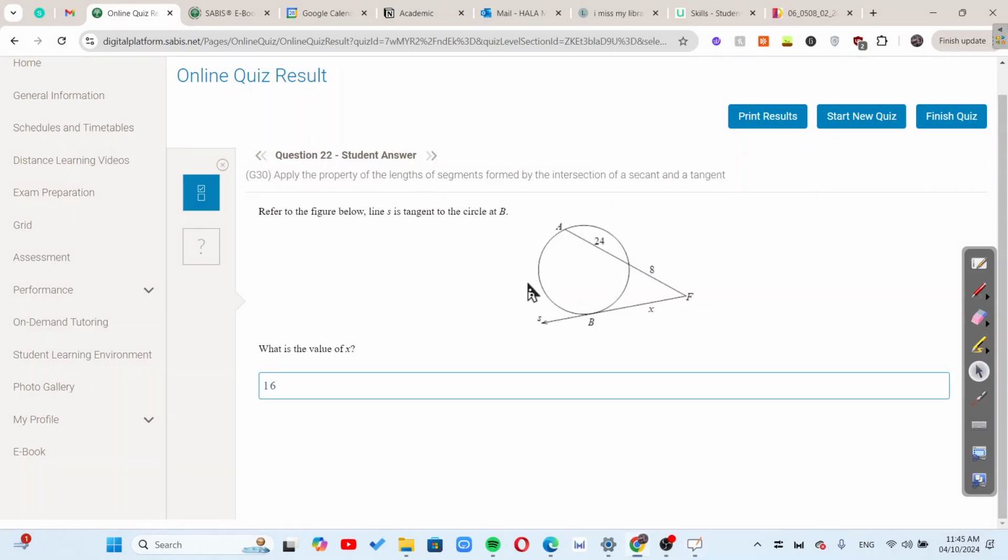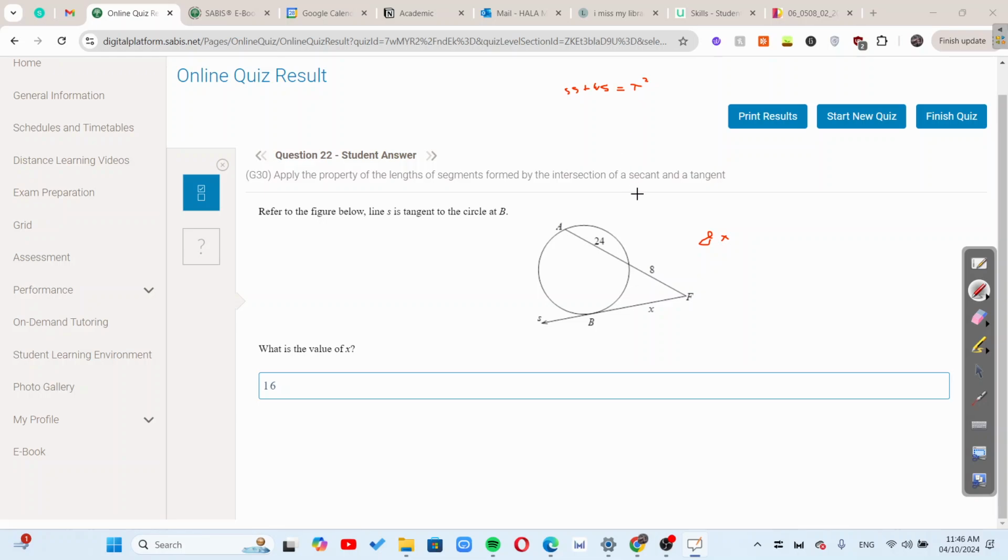Now, okay, so now we need to use our rules. Here we have a secant and a tangent. This is your secant, this is a tangent. When you have a secant and a tangent, know that the small side, which is 8, times whole, actually I'm going to write the rules. Small secant times whole secant equals tangent squared.